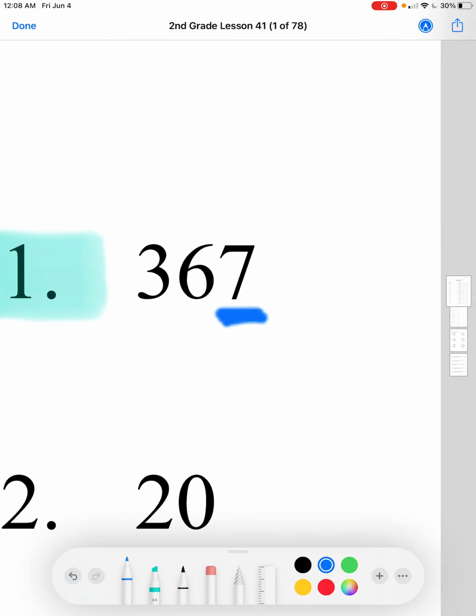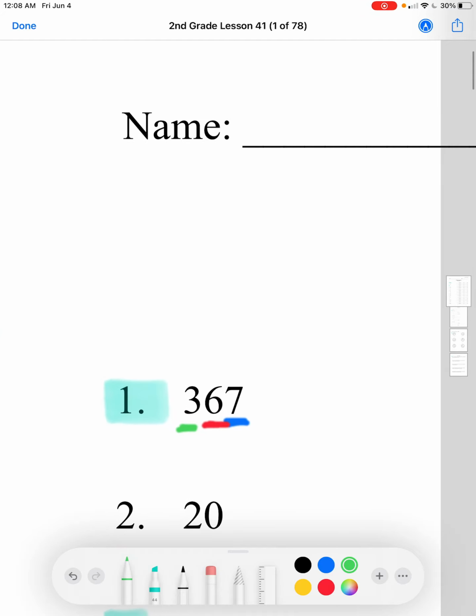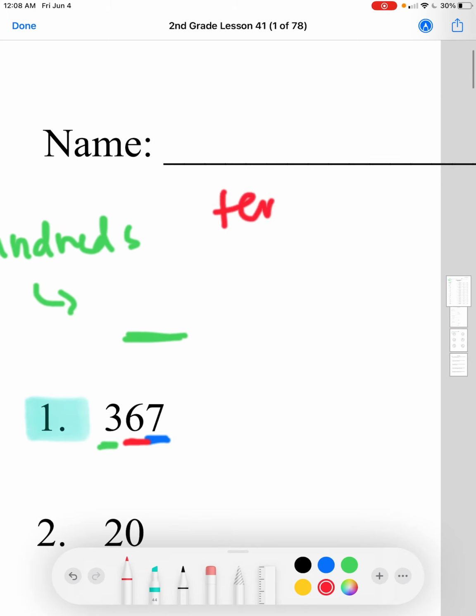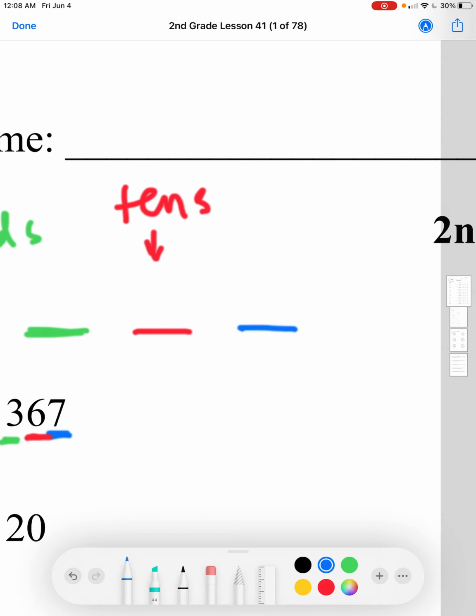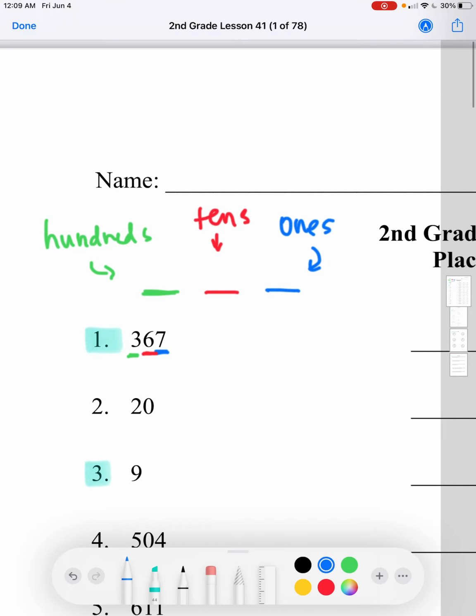This is the ones place. This is the tens place and this is the hundreds place. Let me rewrite that. Hundreds, and then the tens, and then the ones. So this is how the numbers will go in a 3-digit number.